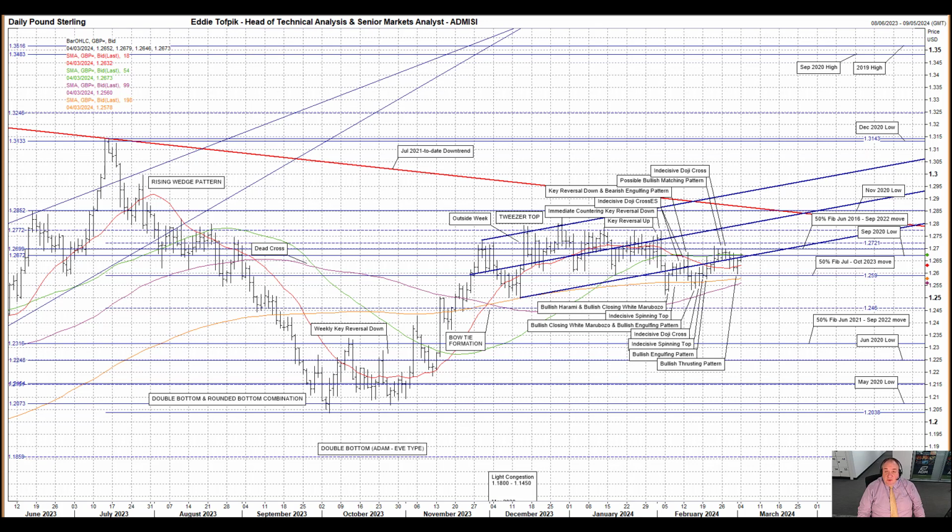Further ahead, and not too far away, is the flatlining short medium moving average, currently at 126.73. The September 2020 low, 126.72, and a familiar resistance of the 50% Fibonacci line of the June 2016 to September 2022 move at 126.99, plus general congestion formed between December 2023 to January 2024 from the 126 area up to about the 127.75 area.